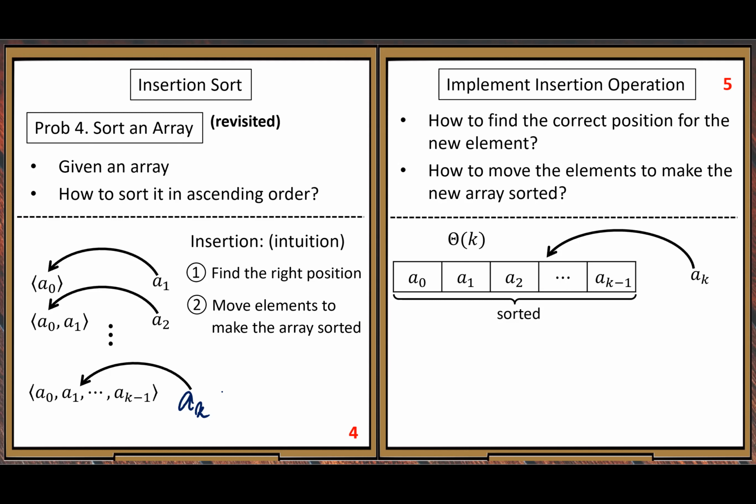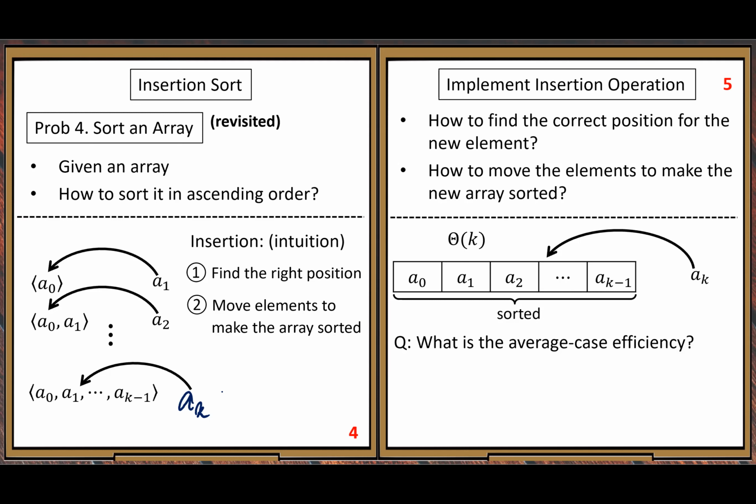Best case, one comparison, right? Just compare with the last one, and if it is greater than the last one, then the end position is for this new element. So that's the best case, one comparison. The worst case, you need to compare a sub k to all the elements, which is k. For the others in between, you can take the average. So overall, the efficiency is big theta of k.